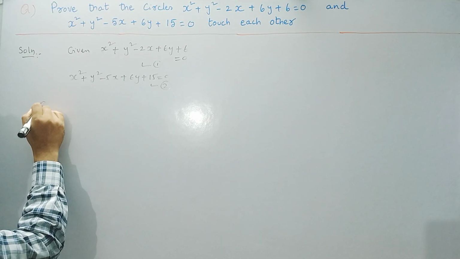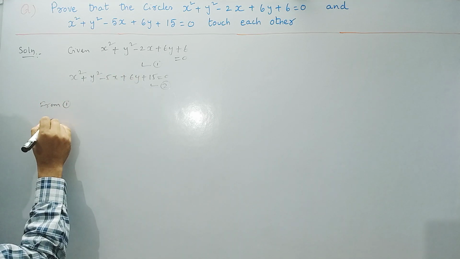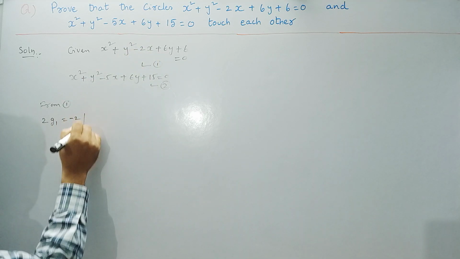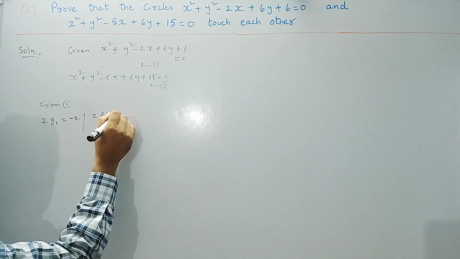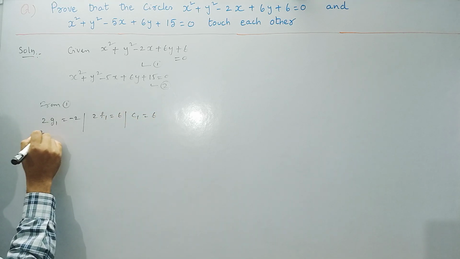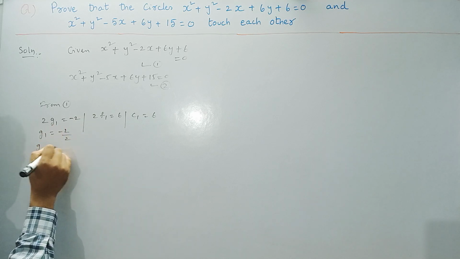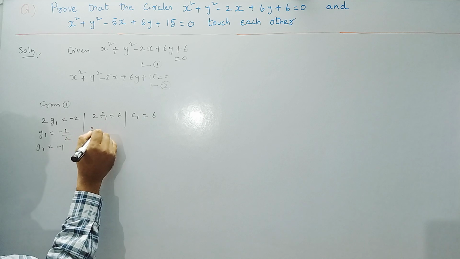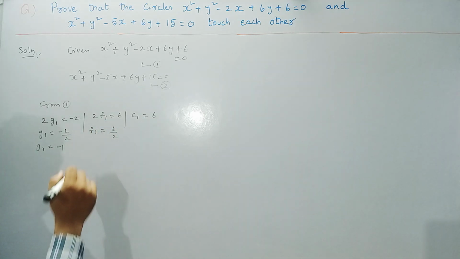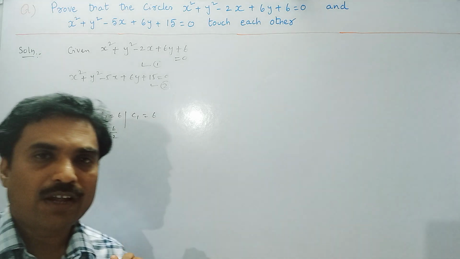Now from 1, what will we get? 2g1, in place of 2g1 you have minus 2, and 2f1 you have 6, and c1 is 6. So g1 will be minus 2 by 2. Upon cancellation you will get g1 equal to minus 1. Here f1 equal to 6 by 2. Upon cancellation using 2 table, you will get f1 value is 3. So you got the values of g1, f1 and c1.